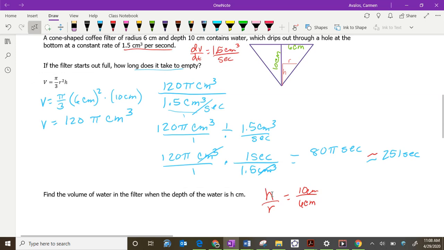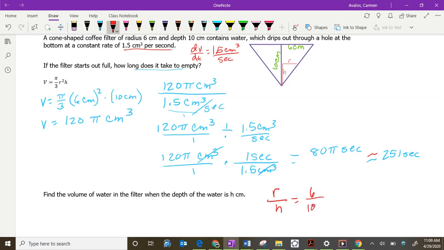So if I did H over R and I move the R over, I'm not replacing H, I'm replacing R. So I'm going to switch these. And so it's going to be R over H is equal to 6 centimeters over 10 centimeters.